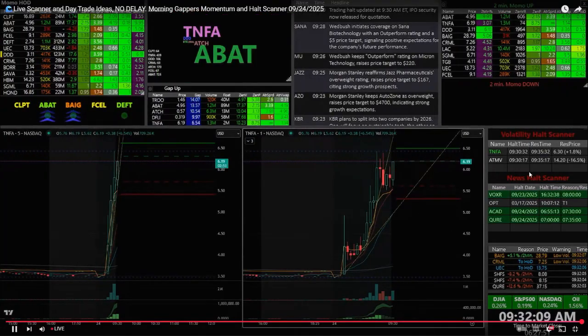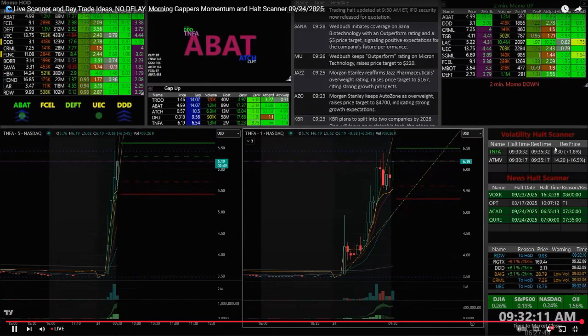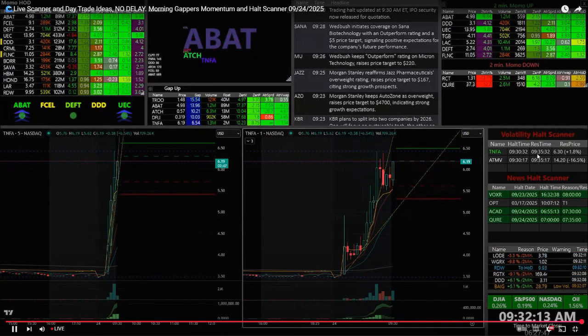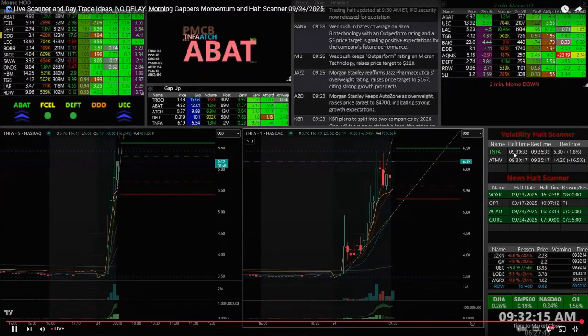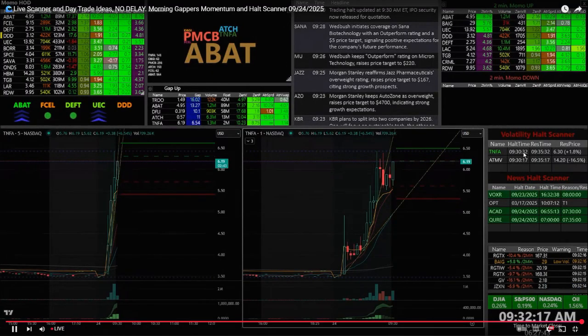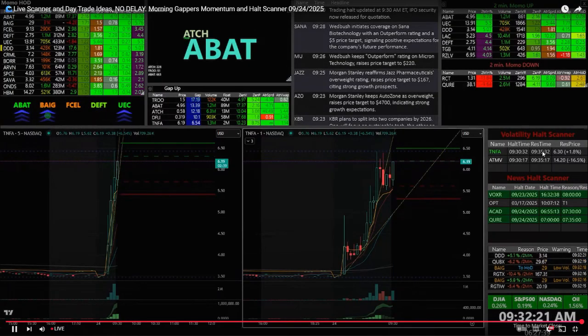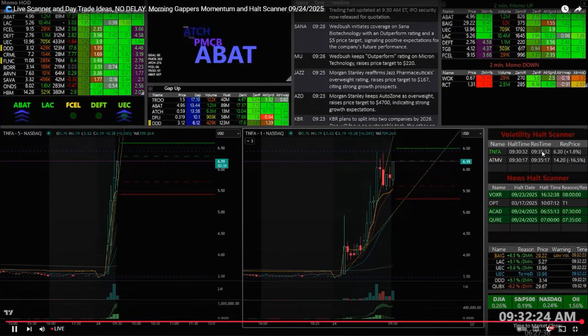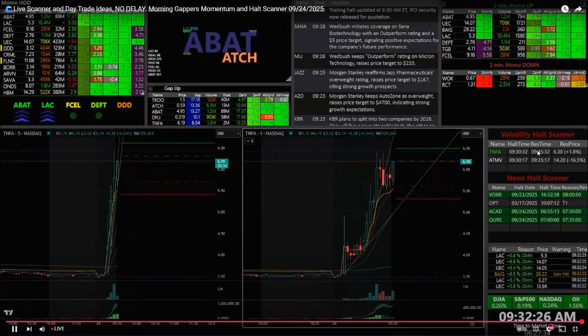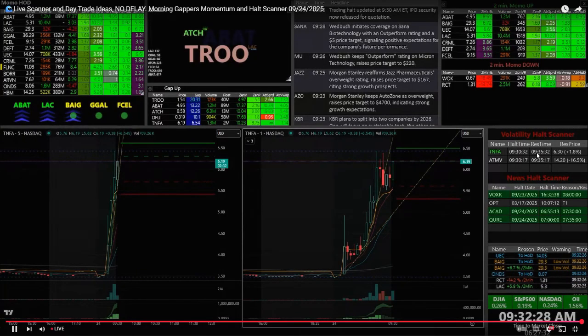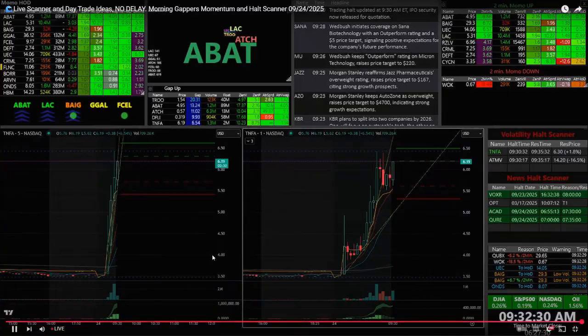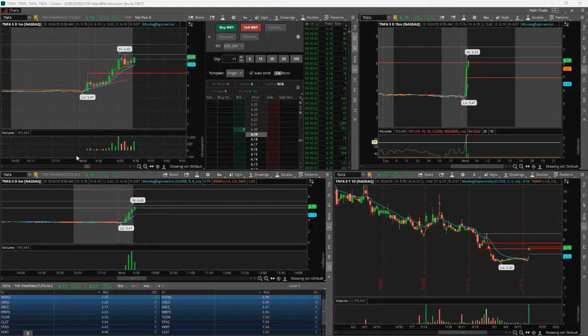Okay, and then another thing too, if you look over here at the volatility halt scanner, it's going to give you a resumption time. So TNFA was halted at 9:30 and 32 seconds. It's going to be 5 to 10 minutes later it'll open up. Typically it's 5, sometimes it's 10, sometimes it's longer. But typically it's 5 minutes later, so 9:30:32, it reopens 9:35:32, and we'll see if it takes off again or crashes. This is where it becomes dangerous. So we got about 3 minutes before this thing resumes.